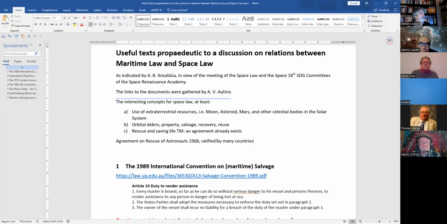Okay, then we will understand what this treaty says about rescue, and I believe it may be similar to the sea rescue, could be. Okay, we will see.